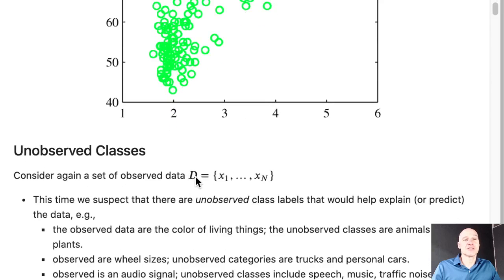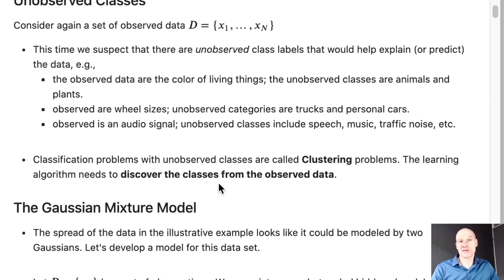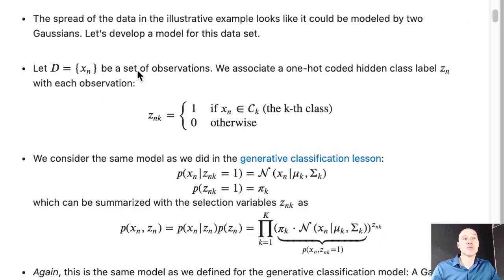I have observations D, x1 through xn. So it's not x1 comma y1, where y1 is the class label. It's just x1. The class label is there, but it's not observed. So we're going to build that model just like we did for generative classification. We're going to assume a class label, z of n of k. In the generative classification class, I wrote here y of n of k. It's the same variable. I just write here a z to indicate that it's not observed.